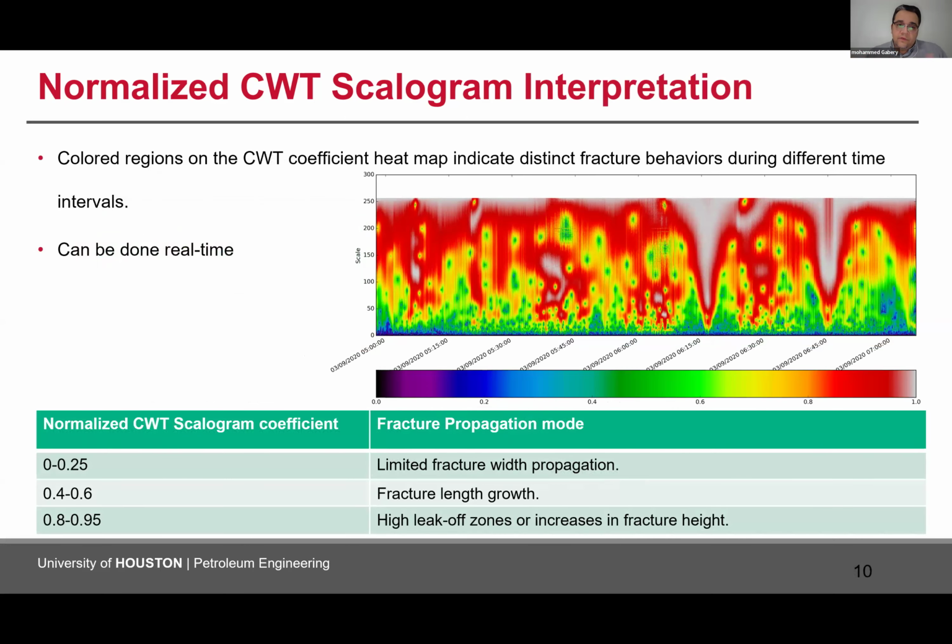This normalized continuous wavelet transform scalogram can be done in real time. Just update the signal so it can be implemented in the frac van. Update the signal, then within a few seconds you can update the scalogram, so you can monitor your frac job during hydraulic fracturing in real time. And this normalized continuous wavelet scalogram can show how this fracture propagates.